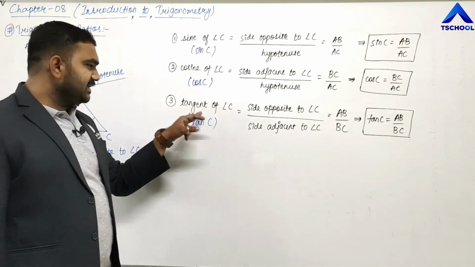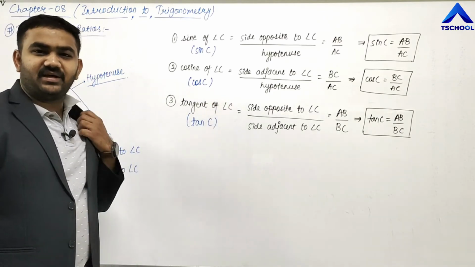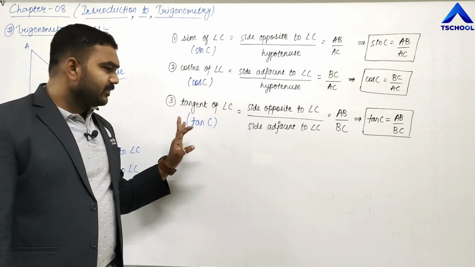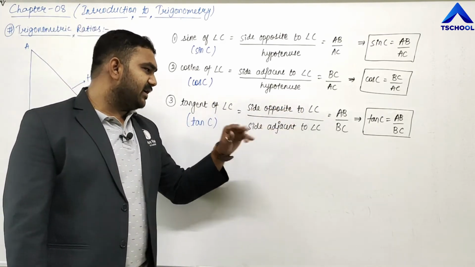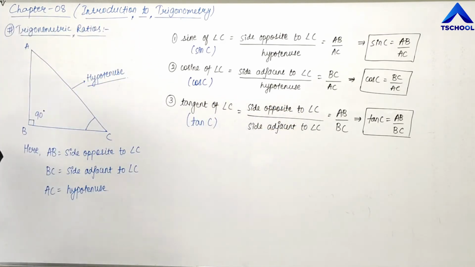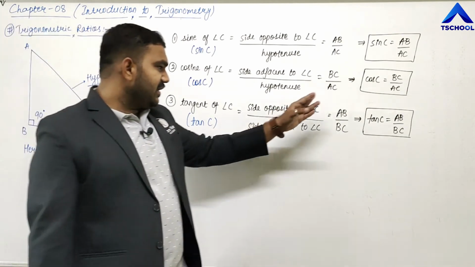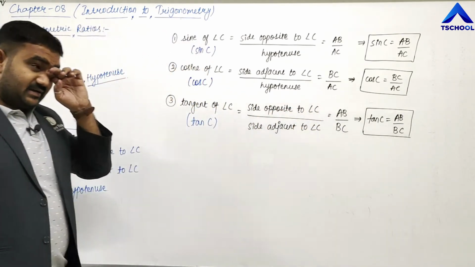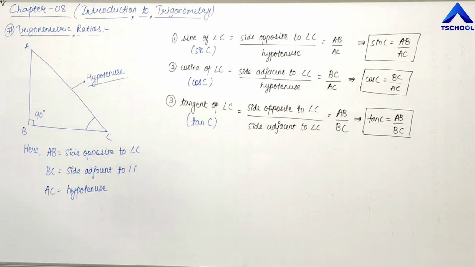Now the third one is tangent of angle C. Tan C is the side opposite to angle C upon the side adjacent to angle C, which is given by AB upon BC, right? So these are the three basic ratios.